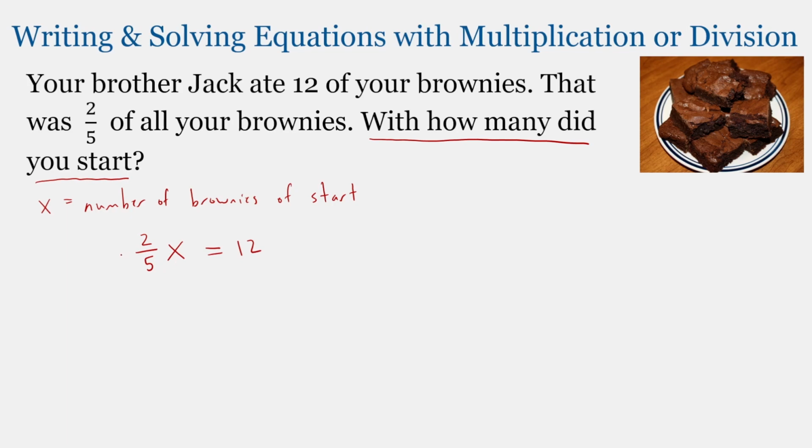So let's solve the equation. We will multiply both sides by this reciprocal. So we're going to multiply both sides by 5/2. These all cancel out here, leaving us with 1x, or x. And then we can simplify down this side. We end up with 6 times 5, which is 30. You started with 30 brownies before your brother started eating them.